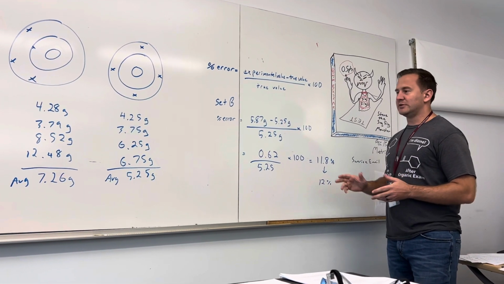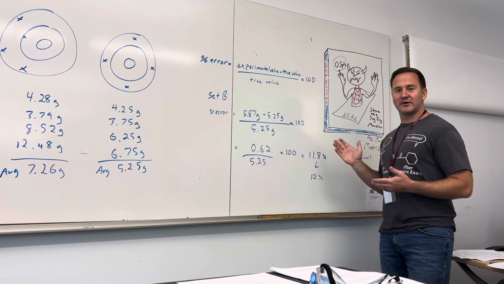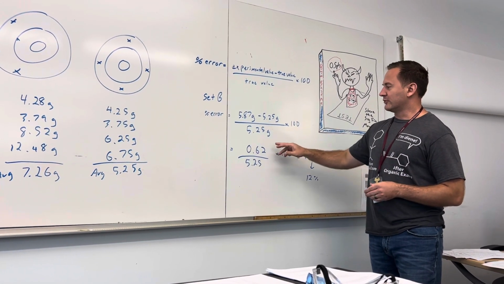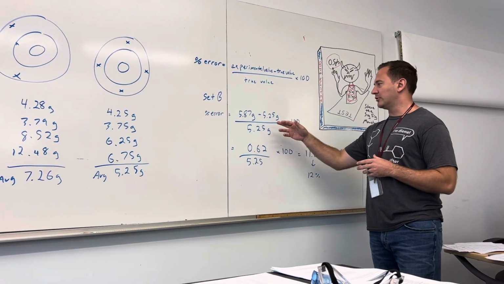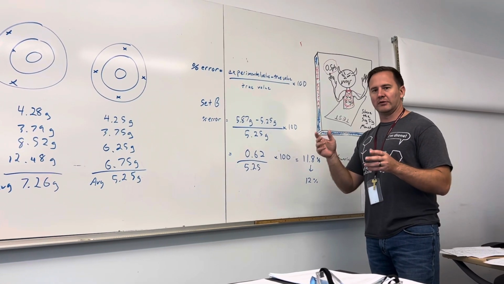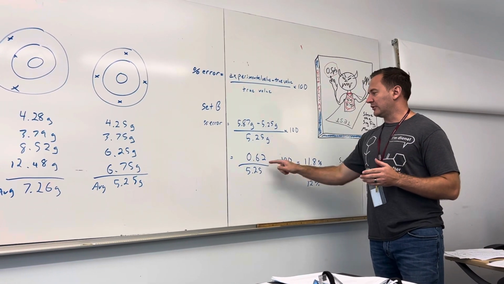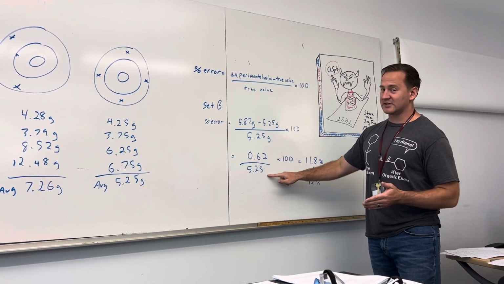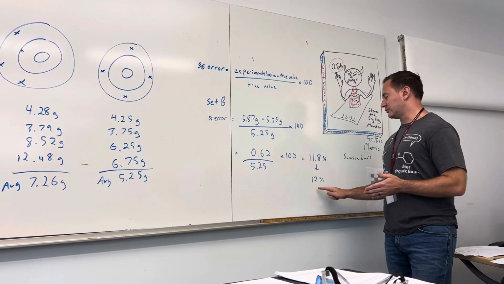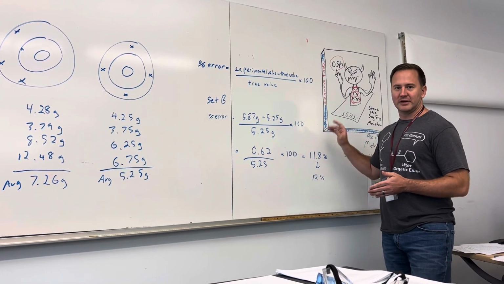Now, since we know we don't want to upset Stevie the sig fig monster, what we would want to do is realize that since we were dividing, once we subtracted our experimental value from our true value, that value only had 2 sig figs. So then when we're dividing 2 sig figs by 3 sig figs, our answer should only have 2, so we need to round that to 12 just to make Stevie happy.